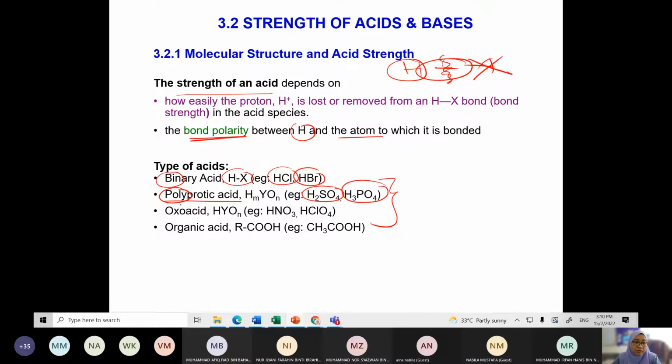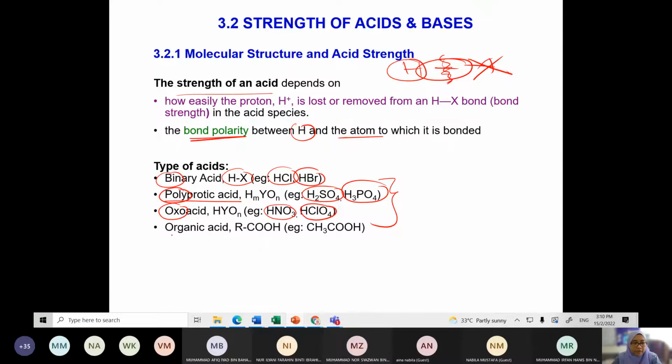And then oxo acid. Maybe you are familiar with this already. We learned this in topic 1 during semester 1, on how to name an acid, whether it is a binary acid or an oxo acid. Oxo acid means the acid consists of oxygen. For example, we have HNO3 and HClO4.